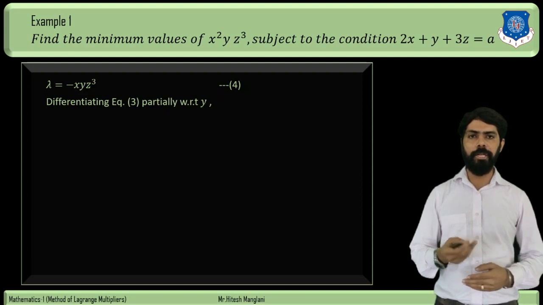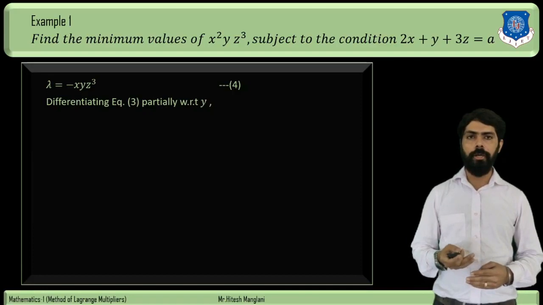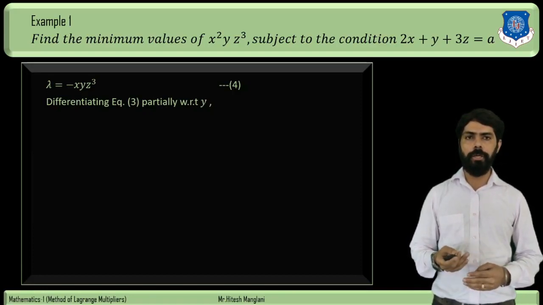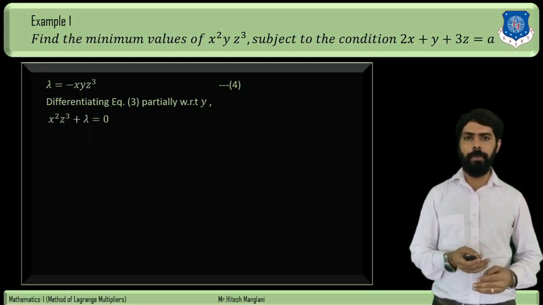Now, differentiating equation 3 partially with respect to y. So, if we take partial differentiation of equation 3 with respect to y, then x and z are constant. So, first of all, first term is x square y z cube. Here x square z cube will be as it is, and derivative of y with respect to y is 1. So, here it will be x square z cube plus lambda, in bracket it is 2x plus y plus 3z minus a.